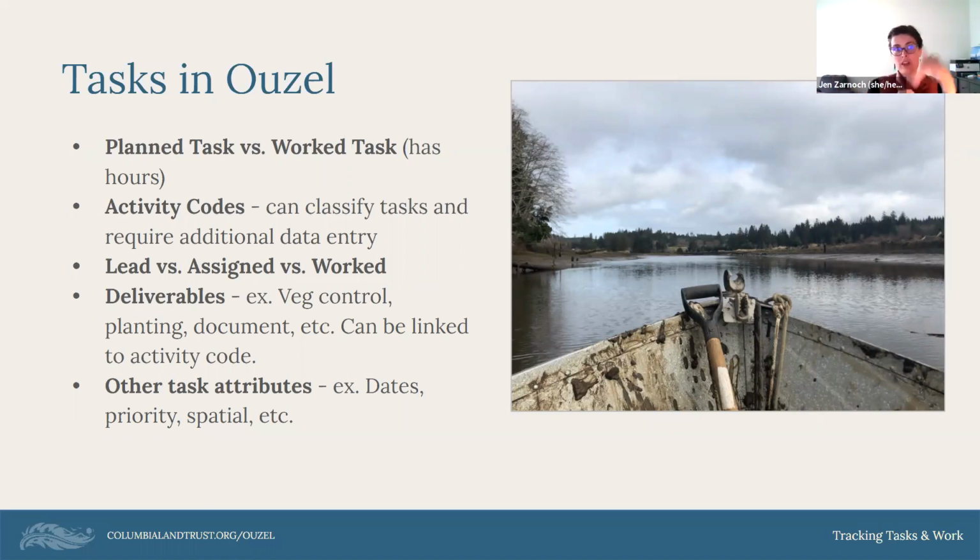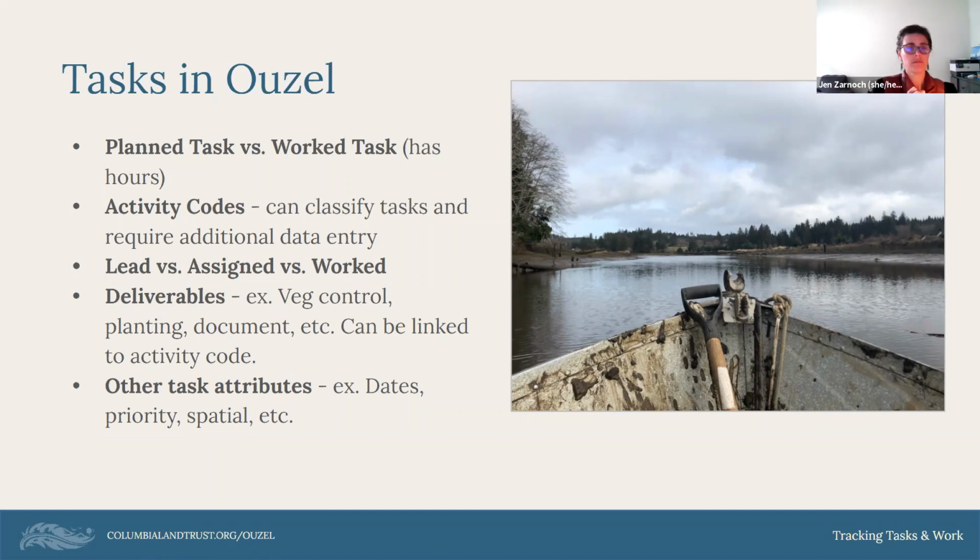So an example that you've seen that we'll show is I'm doing vegetation control. I want a vegetation control deliverable attached to my task so that whoever's doing it goes ahead and puts in information. And so we know where the weeds were, we know what they controlled, how they controlled, etc. We can do that with planting. We can do that with more generic things like add a document, add a file.